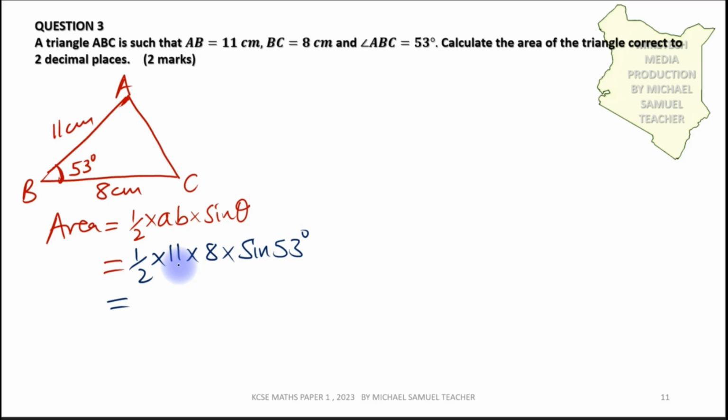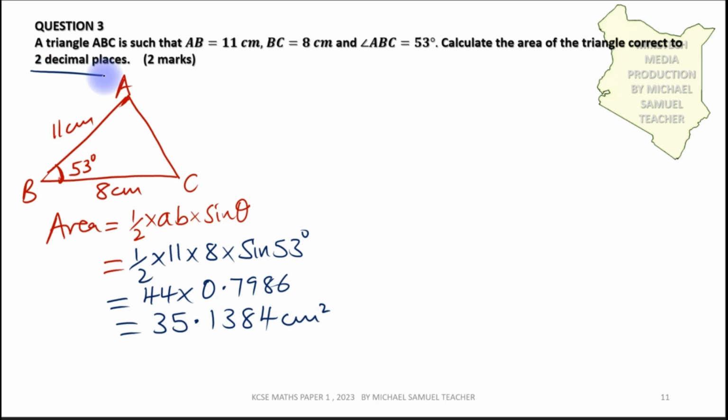Therefore, a half times 11 times 8, that is 44, times sine 53, using a calculator, will be 0.7986 to 4 significant figures. If we multiply by 44, we get 35.1384 centimeter squared. But the question requires 2 decimal places. So to 2 decimal places it will be 35.14 centimeter squared. So that is the area of the triangle.